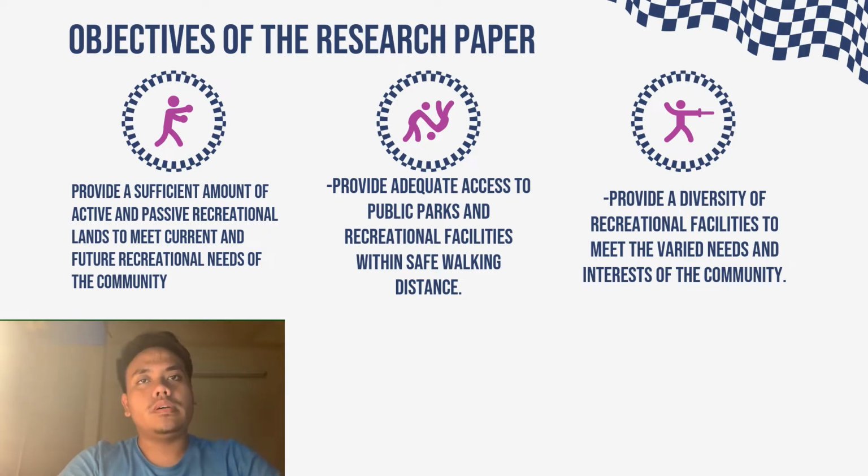So let's continue with the objective of the research paper. The first one is to provide a sufficient amount of active and passive recreational land to meet current and future needs of the university. IIUM management needs to provide a sufficient amount of active and passive recreational land to meet current and future needs of the university, such as acquiring additional lands for active and passive recreational use based on current deficiencies, demand created by increasing students, or the environmental and recreational significance of the land.